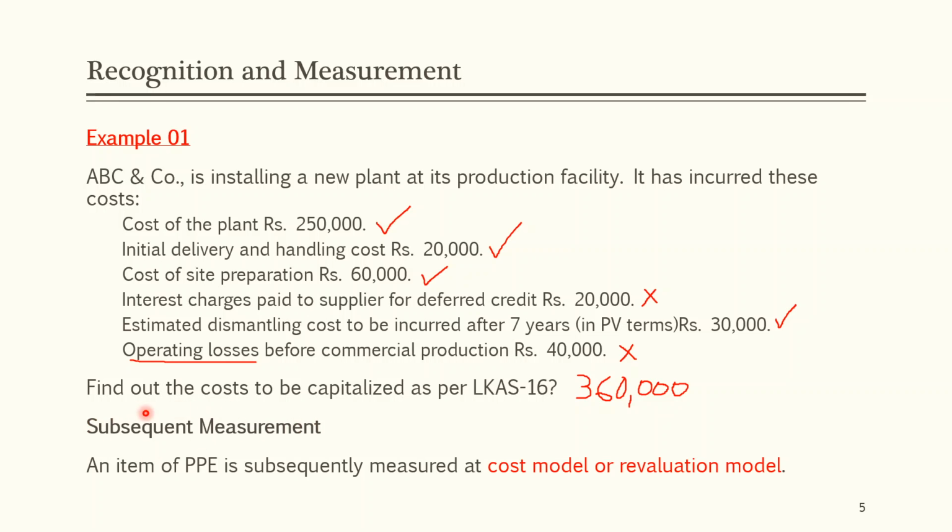Then subsequent measurement. When it comes to subsequent measurement, the standard allows us two options. We can follow either the cost model or the revaluation model. Cost model means the carrying amount is cost minus accumulated depreciation minus accumulated impairment losses. Revaluation model means we need to consider the fair value of the asset at the end of each financial year. Whatever model we use for subsequent measurement, we should be consistent with it.